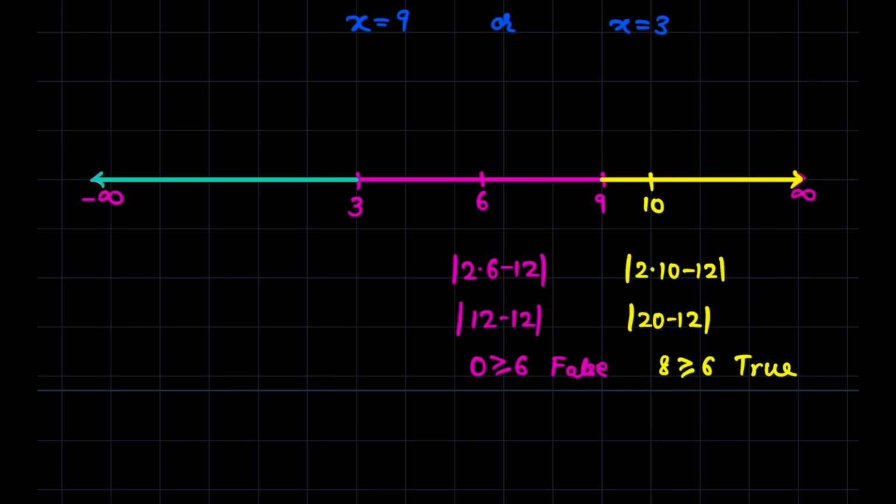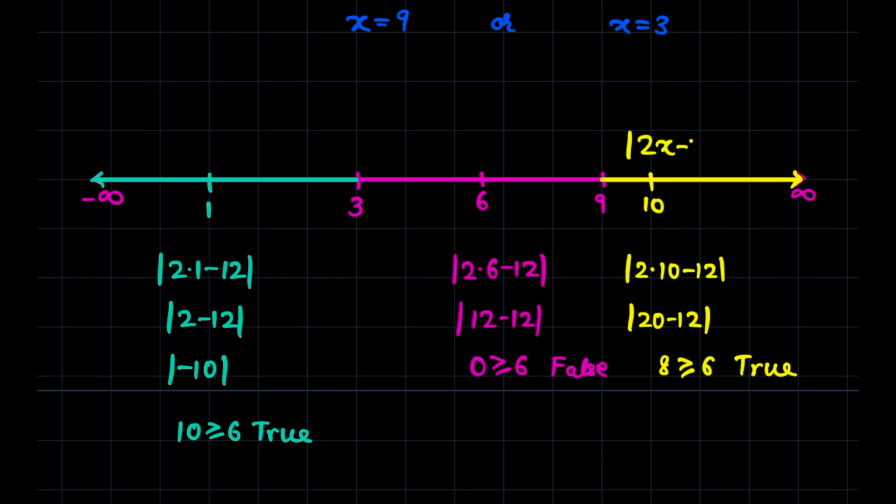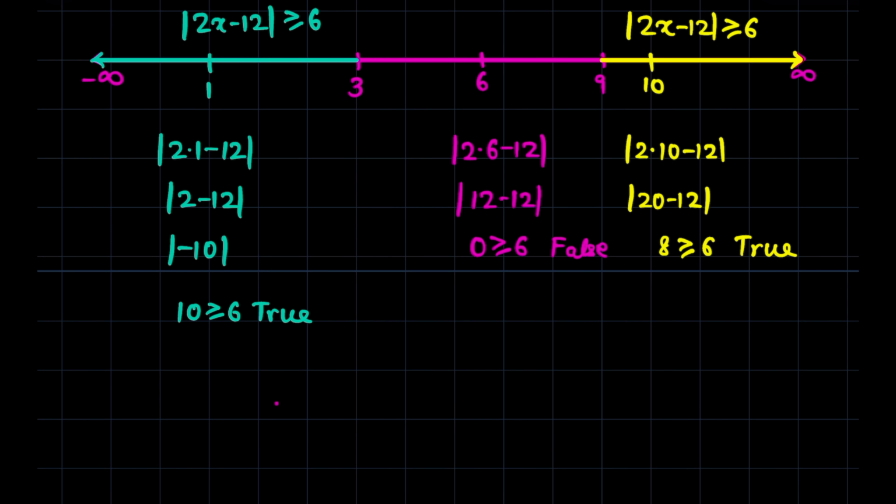Now the last interval, where x is less than 3. Picking the test value again, x as 1. Plugging it to verify. After simplification, we got absolute of negative 10, which is just 10. And 10 is greater than or equals to 6. Thus, it is true. So, inequality follows when x is greater than or equals to 9 or x is less than or equals to 3. Thus, final solution is x less than or equals to 3 or x greater than or equals to 9.